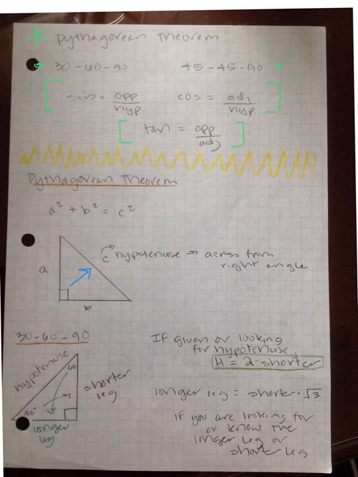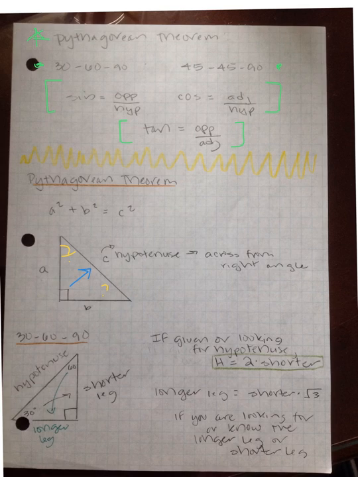You're going to use the Pythagorean theorem when you're given the side length measurements. If you've got no angles inside here, we don't know what this is, we don't know what this is, but we do have an A, B, or C, or A and B, A and C, this is what we're going to use.